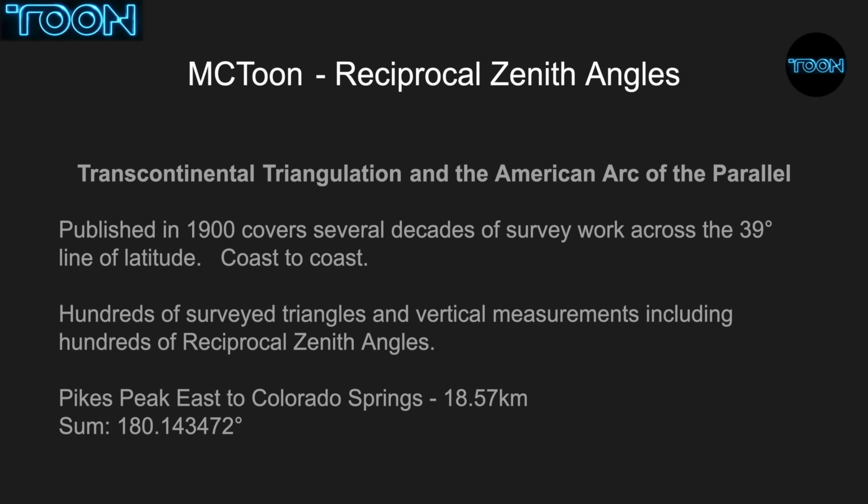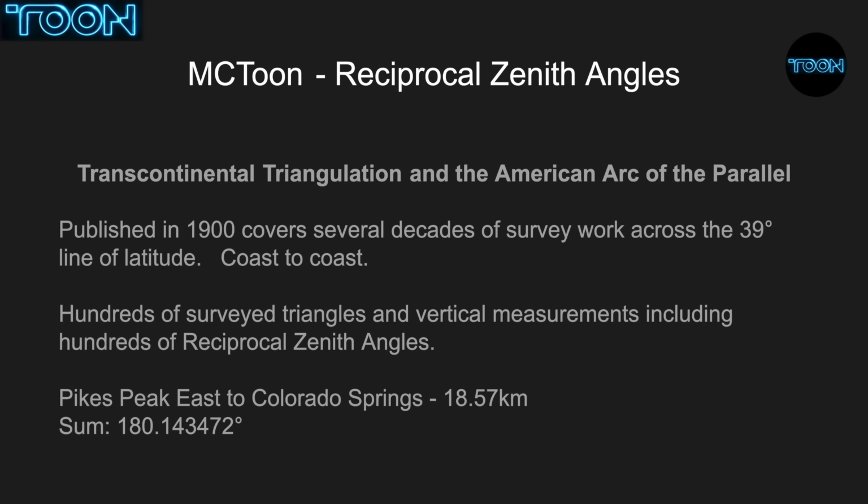So those are short distances. People say, oh, I want to see a long distance one. So the Transcontinental Triangulation of the American Arc of the Parallel is a survey published in 1900. It was about 25 or more years of survey across the 39th parallel. Now we're about 40 degrees north here. So just south of here, about 60 miles, that survey went through. And one of the pairs of reciprocal zenith angle measurements that they did was between Pikes Peak East and Colorado Springs, 18.57 kilometers apart. And the sum of the reciprocal zenith angles is 180 degrees, 14.34, more than 180 degrees.